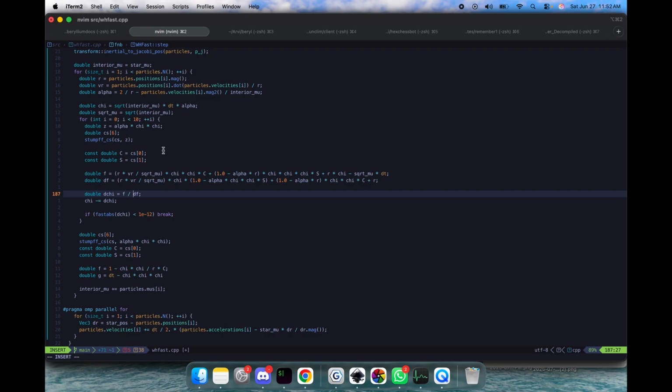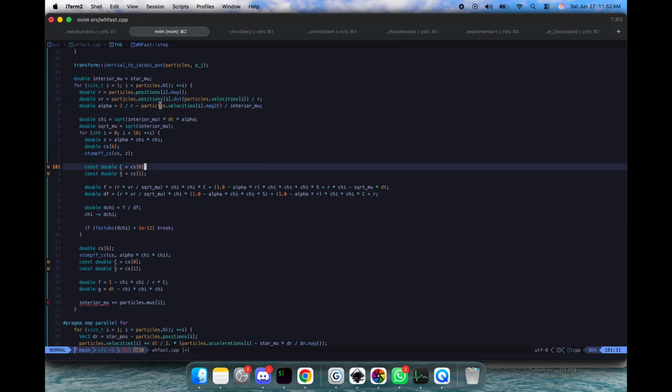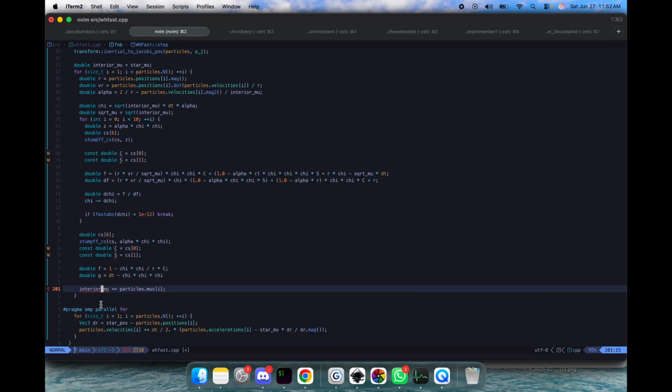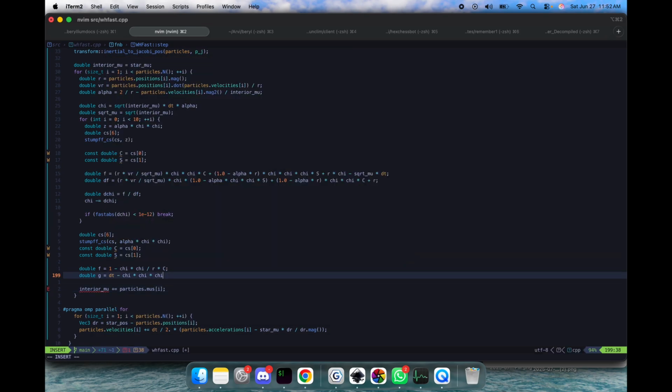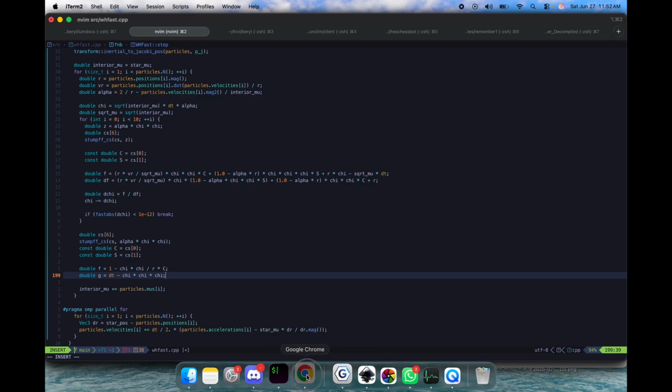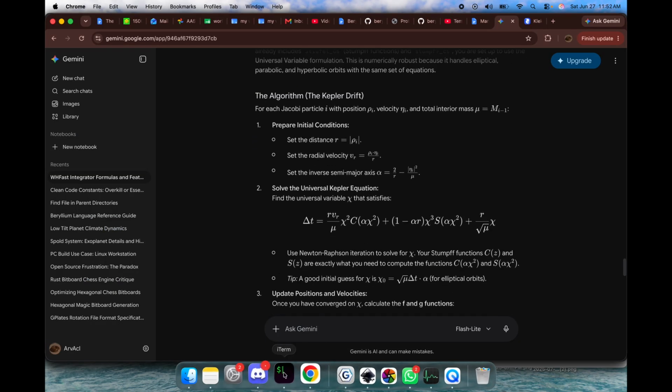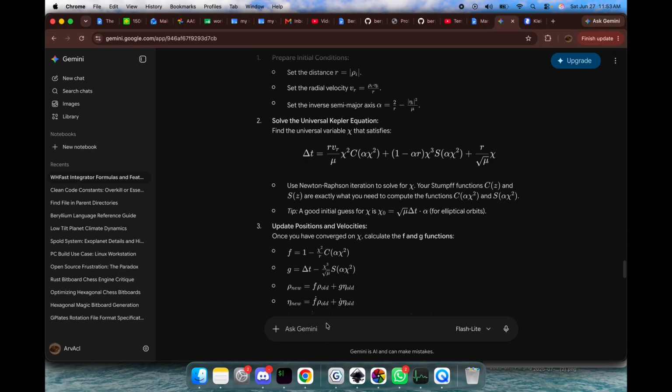Is that the only place where it's actually applied? No, yeah, interior mu is also up here. Wait, isn't interior mu already defined? Oh, right here, yeah. Okay, so now we just divided by the root mu.